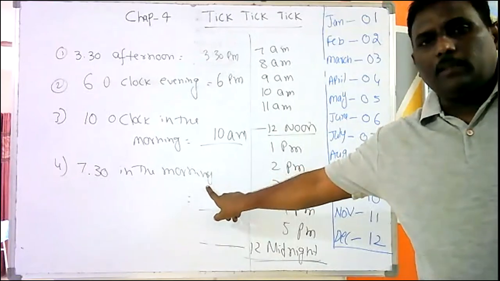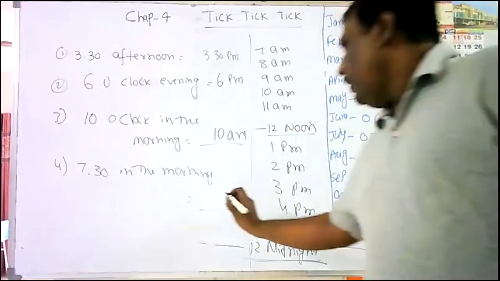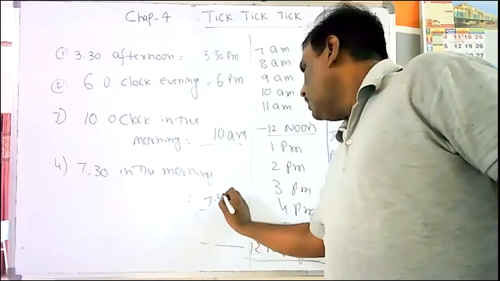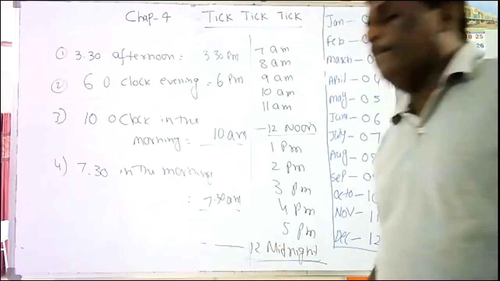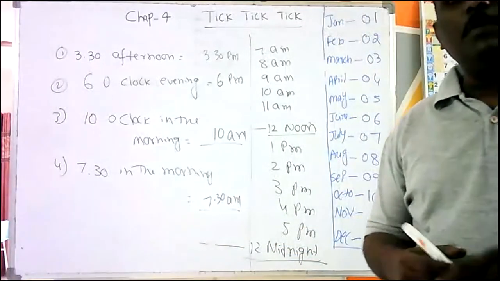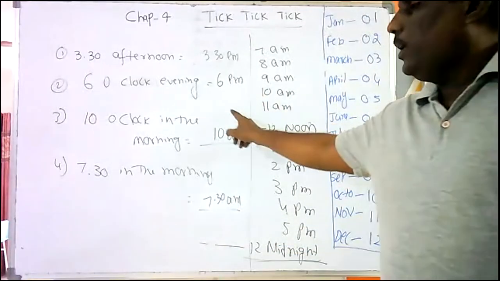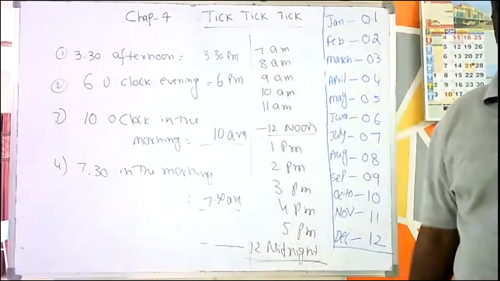7:30 in the morning. 7:30 in the morning means 7:30 a.m. Morning times means AM. Afternoon timings means PM.